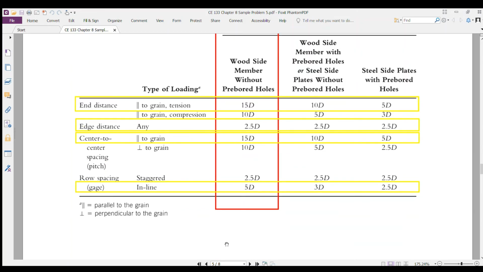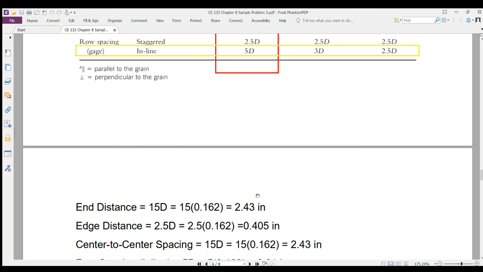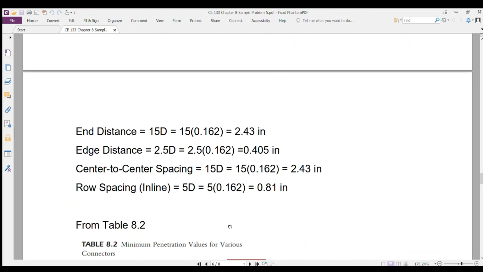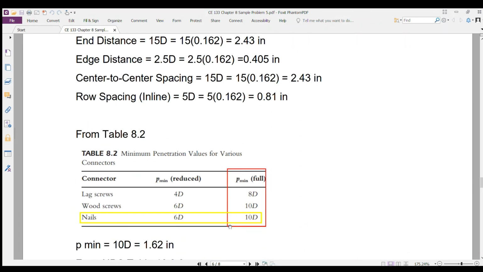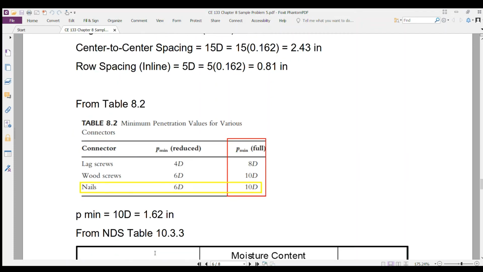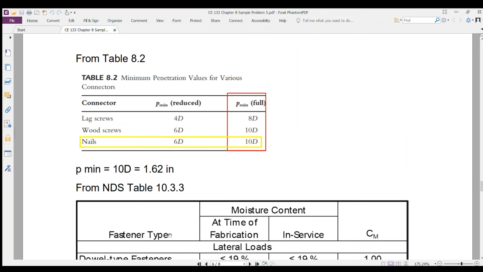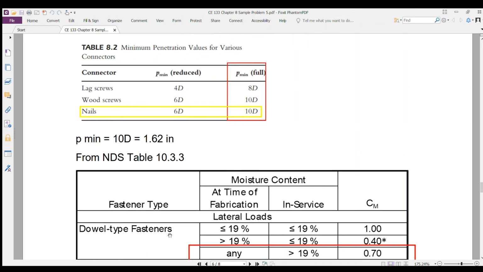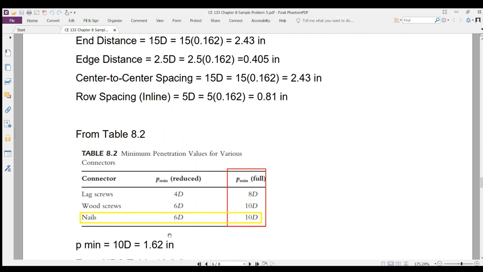Okay, so computing these values, and from table 8.2, we have your nails. We have the minimum penetration for the main member, which is, sorry, 1.62 inches. So we now have the different values for the spacing as well as the penetration of the nails.